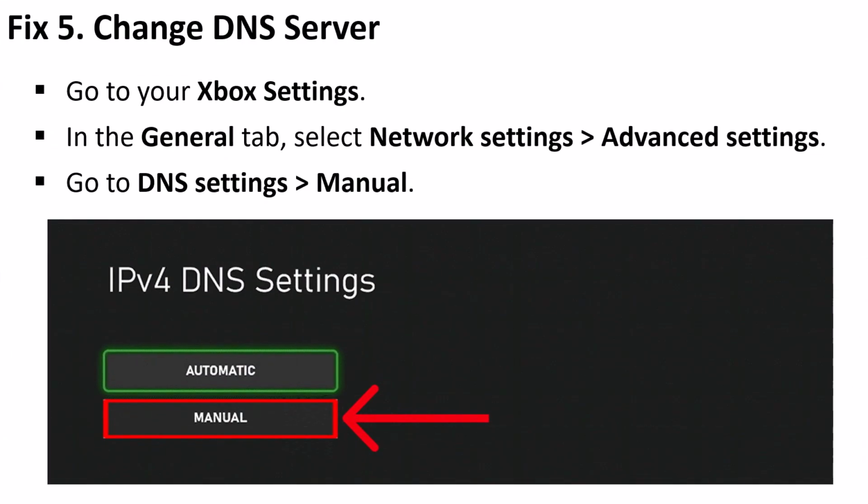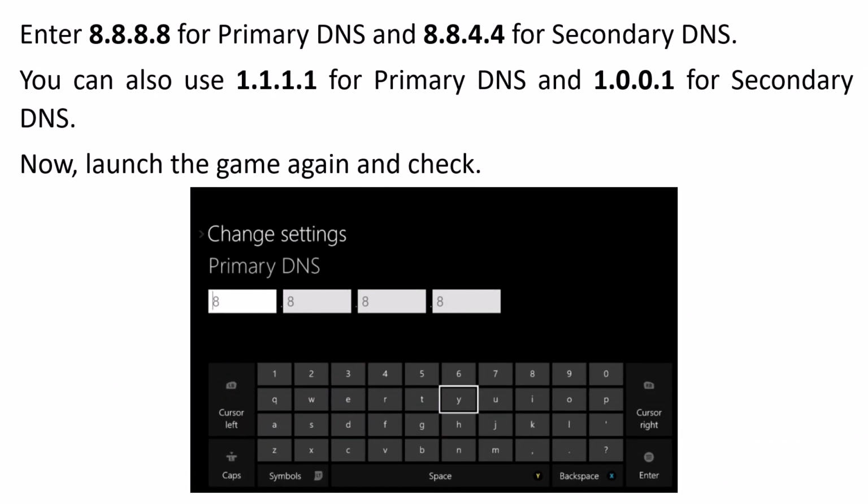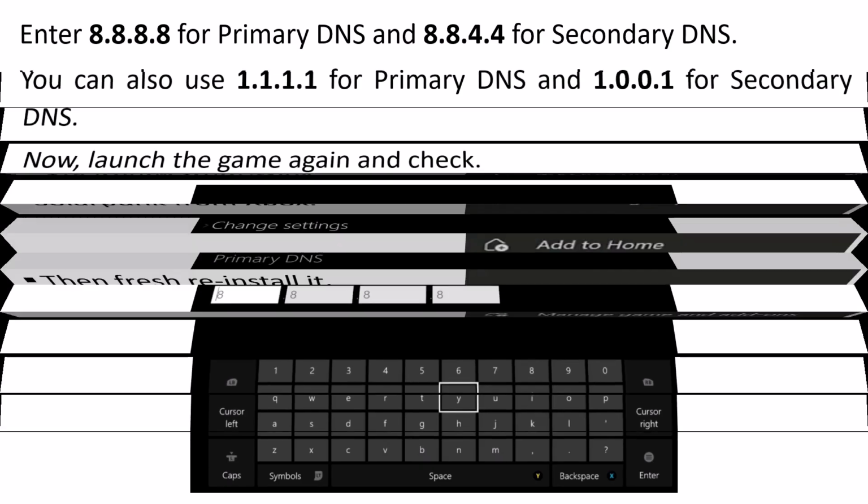Fix 5 is to change DNS server. So go to your Xbox settings, in general tab select network settings, advanced settings, go to DNS settings manual. Now in the primary DNS enter 8.8.8.8 and in secondary DNS enter 8.8.4.4 and then save it and then you can go ahead, launch the game and check. If that doesn't work, then repeat the process and this time in the primary DNS enter 1.1.1.1 and in secondary DNS enter 1.0.0.1 and then save it and then again relaunch the game and check.